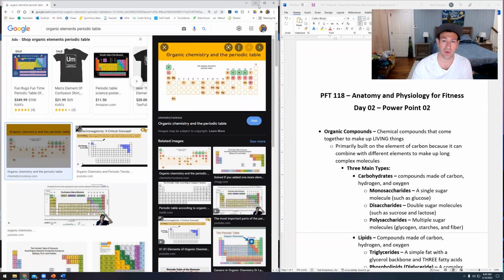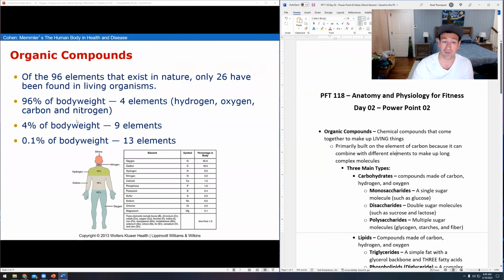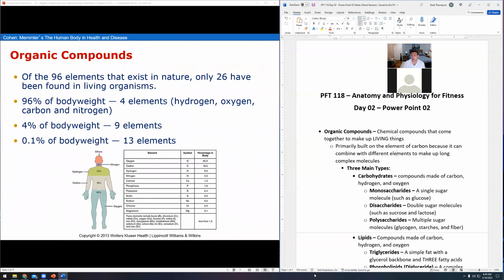And of those 26, what's kind of funny is only 4 of them are what we consider to be organic compounds. Now, when you use the word organic, you might be thinking, oh, it's a banana that they didn't spray with pesticides, it's organic food. It's the healthier stuff that I'm supposed to eat so I can avoid all those chemicals, right?